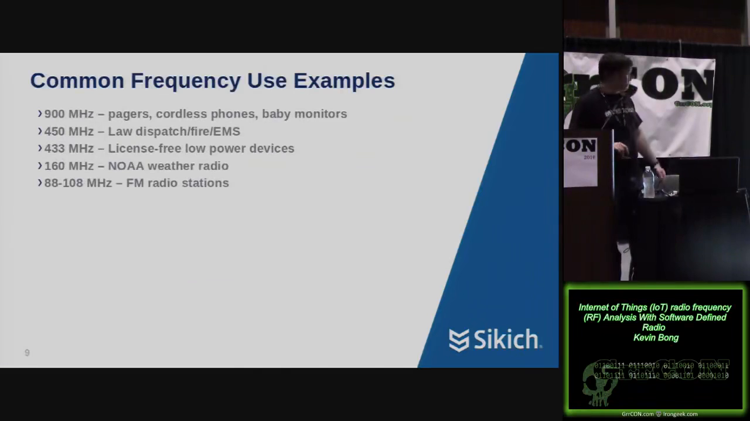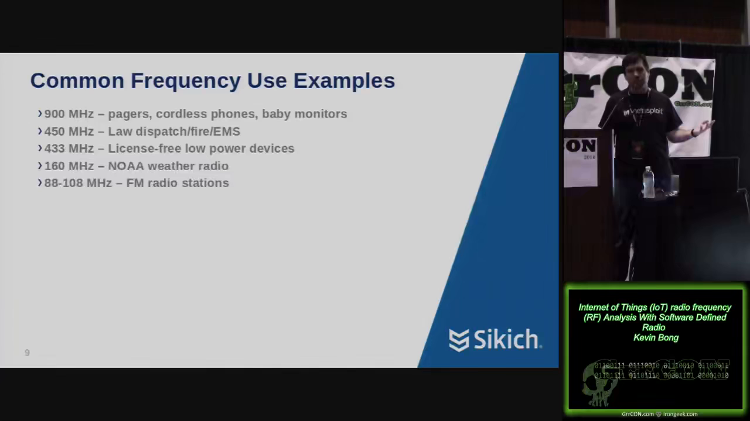Some of the frequencies that it can see: 900 megahertz, you hear 900 megahertz all the time because when you bought a cordless phone, who has a cordless phone anymore, it came at 900 megahertz, your baby monitor, things like that. Frequencies are established by the FCC about what you can use them for. So like 900 megahertz, there are some ranges in there that are available for us to use unlicensed, so we don't need a license to use those. That's why it's used for things like cordless phones and pagers.